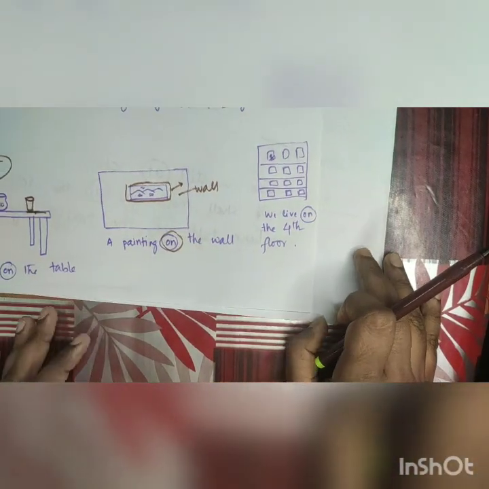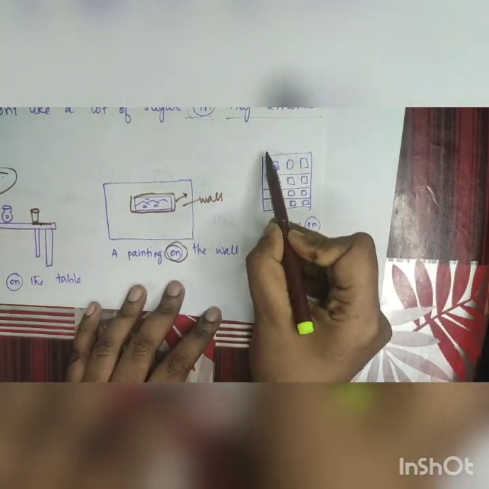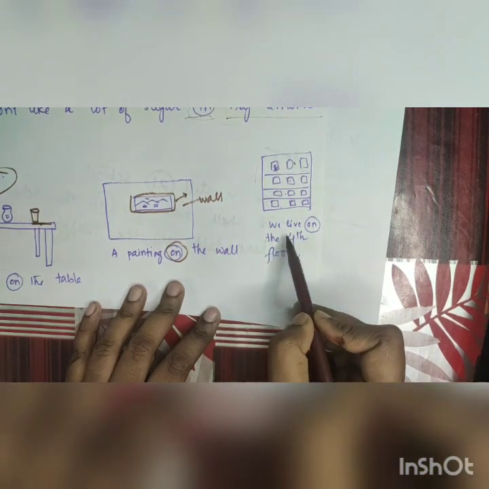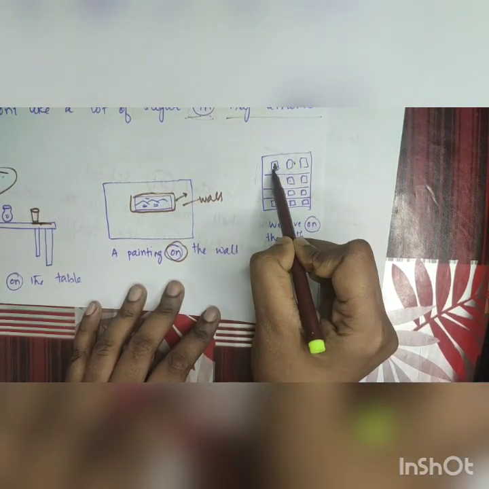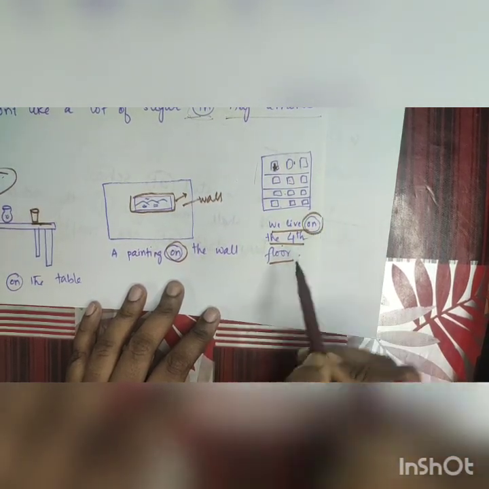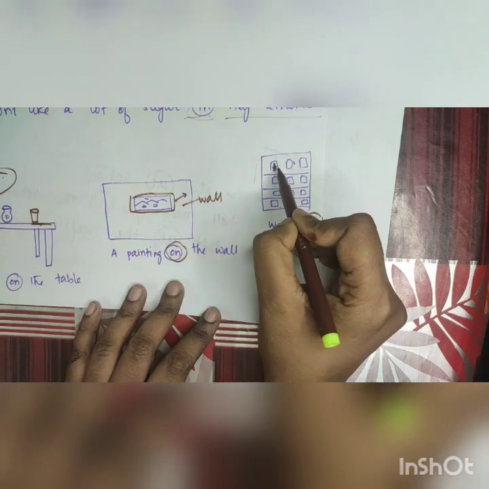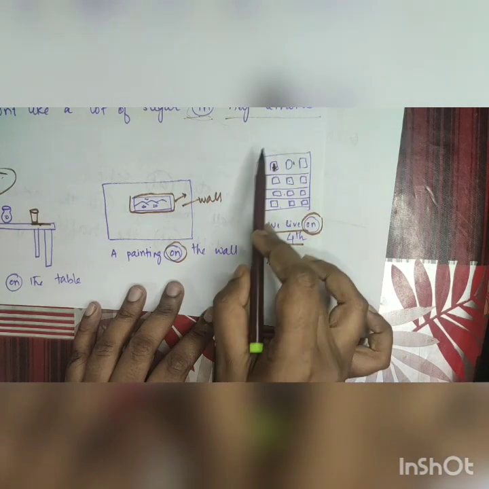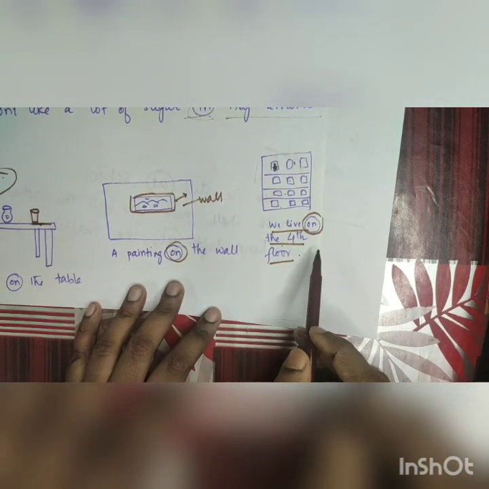Also, we see that this is a building which has got 1, 2, 3, 4 floors. And this is me. And I say that we live on the 4th floor. I'm touching the surface of the 4th floor, right? And that's why I can say that we live on the 4th floor.